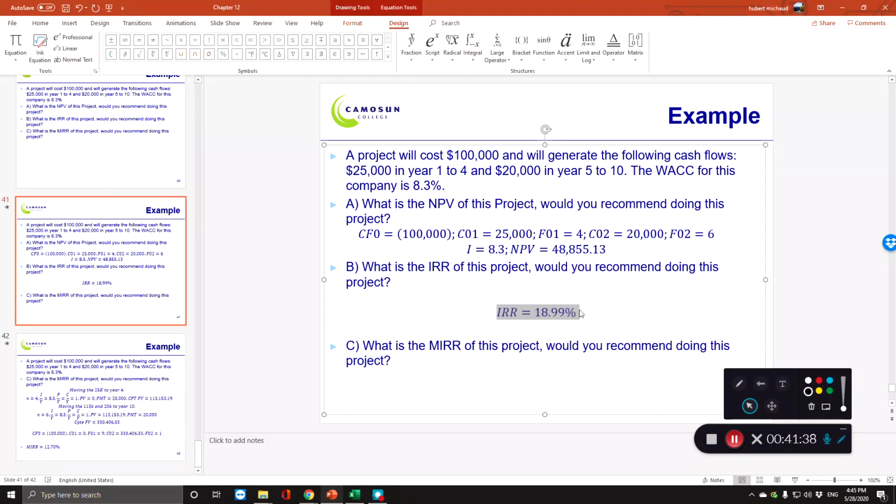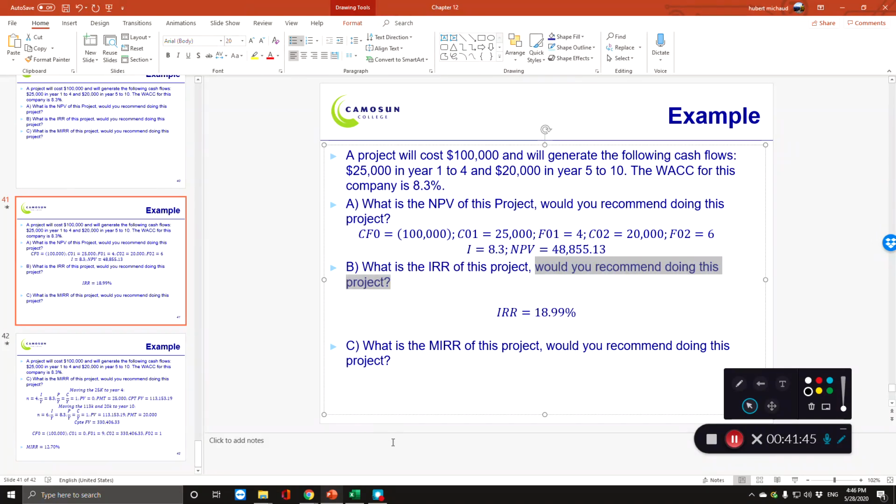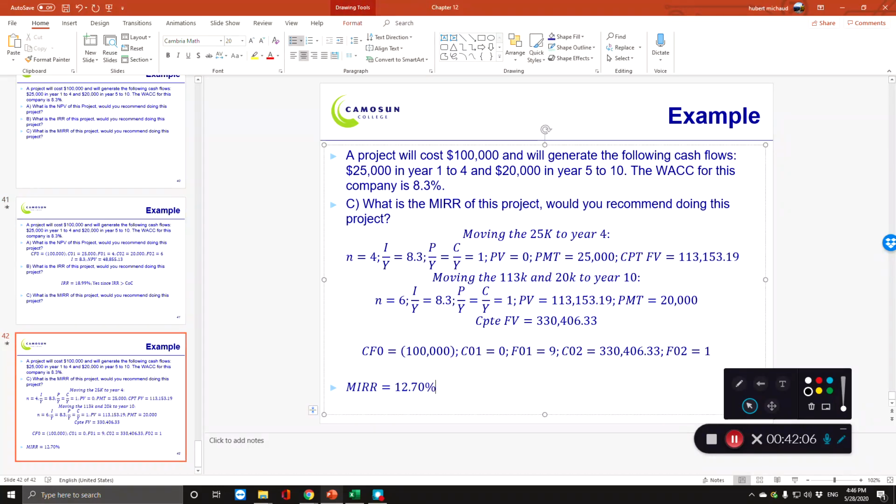Based on the IRR, would you recommend doing this project? I only calculated the numbers here, I didn't actually answer the question. We should actually answer the question. Based on the IRR, would you do this project? Yes, you should, since the IRR is bigger than the cost of capital. The MIRR is the same decision rule. We should do the project, yes, since the MIRR is bigger than the cost of capital.